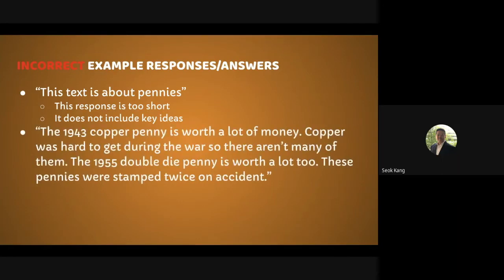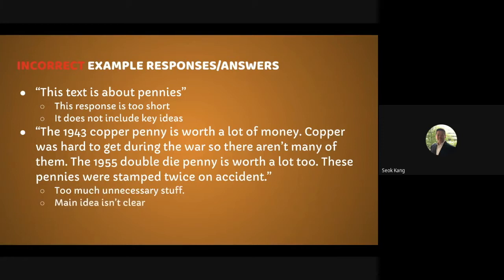Another example is: the 1943 copper penny is worth a lot of money. Copper was hard to get during the war, so there aren't many of them. The 1955 double die penny is worth a lot too. These pennies were stamped twice on accident.